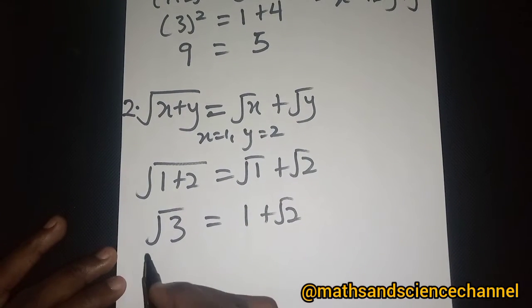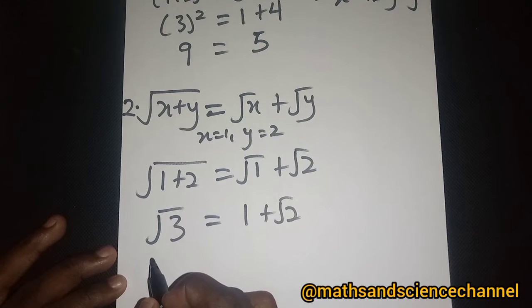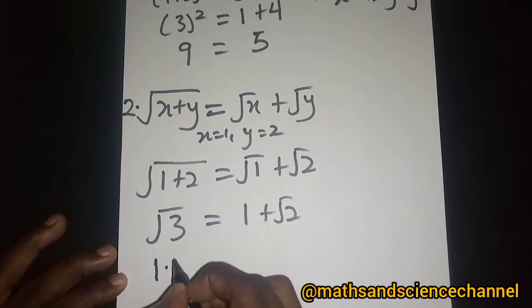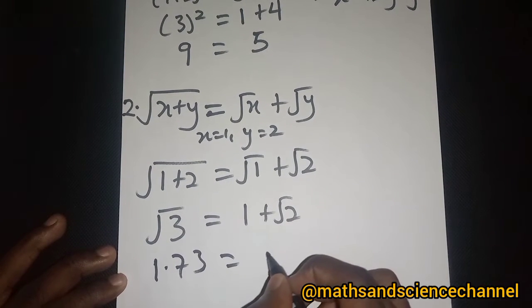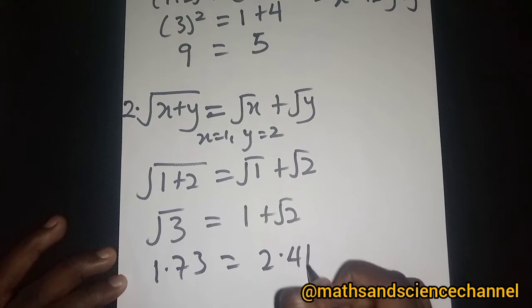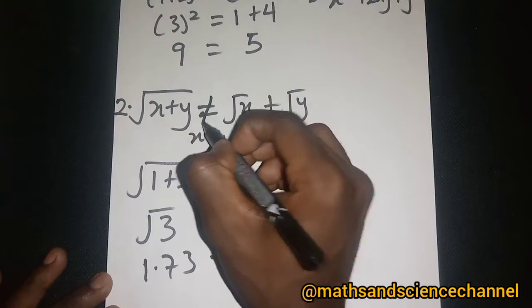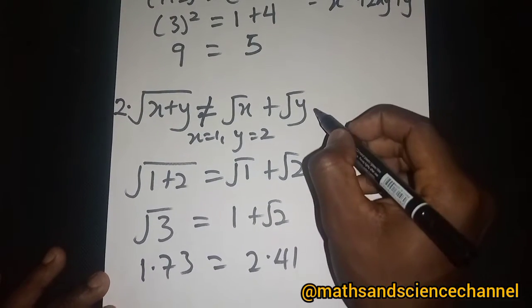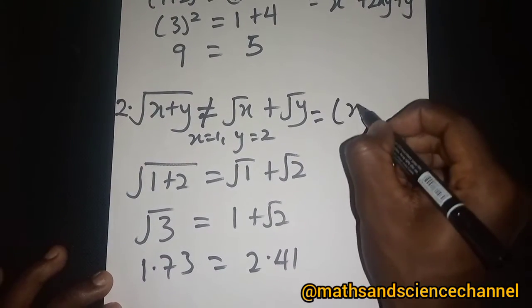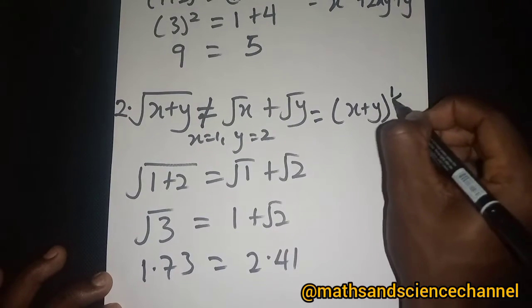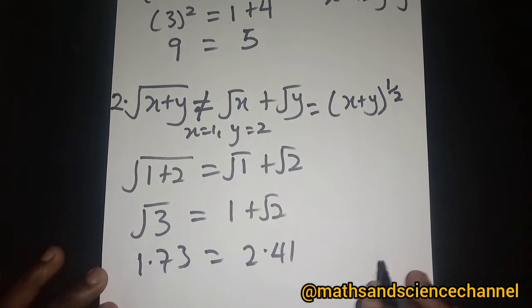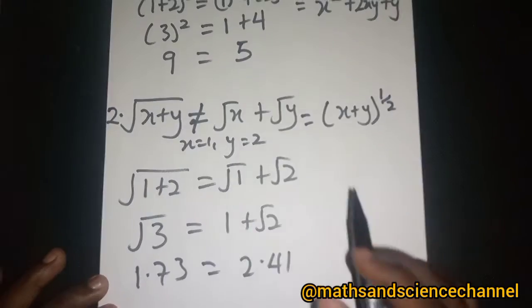Now in decimal, when you do this, we are going to get 1.73 being equal to 2.41, which are not the same. So this expansion here is not the right thing. This is not the right expansion.